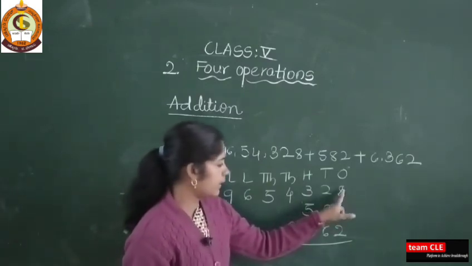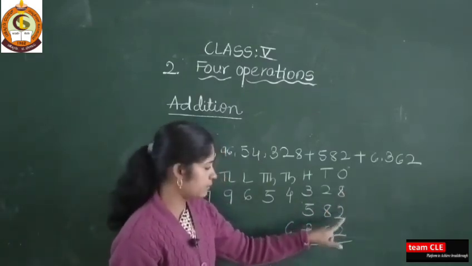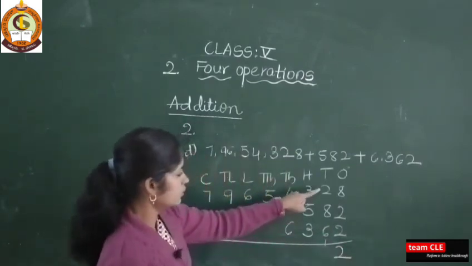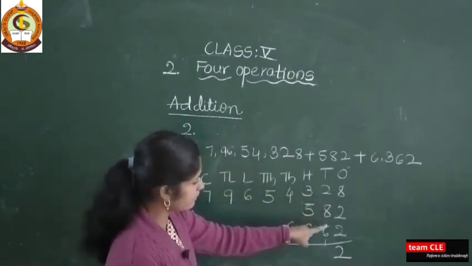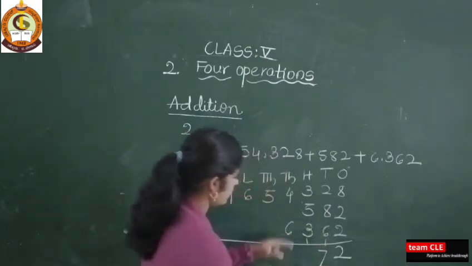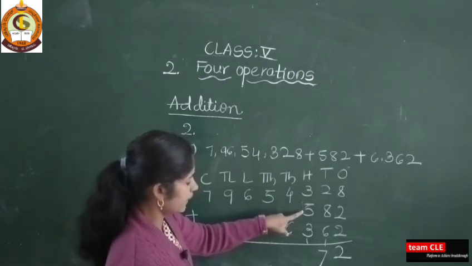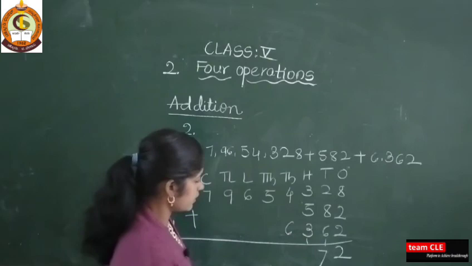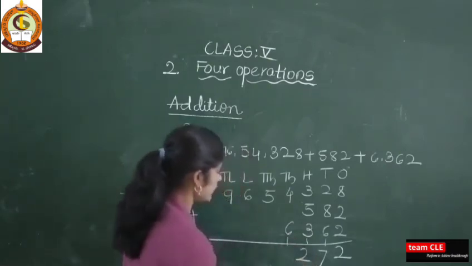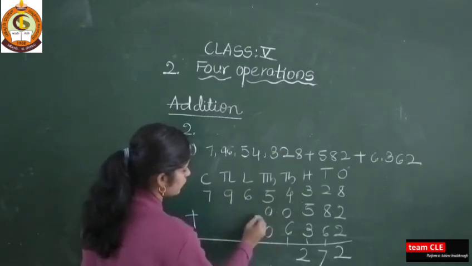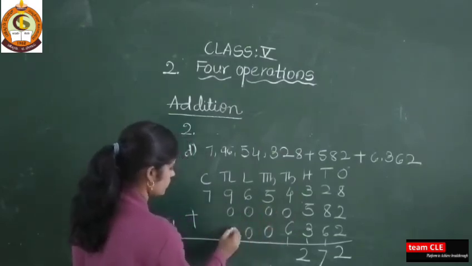Add this number. 8 plus 2 is 10, 10 plus 2 is 12. And 2 plus 8 is again 10, 10 plus 6 is 16, 16 plus 1 is 17. Yes, 3 plus 5 is 8, 8 plus 3 is 11. Here there are no digits. To clear the confusion, it's better to put zeros here.